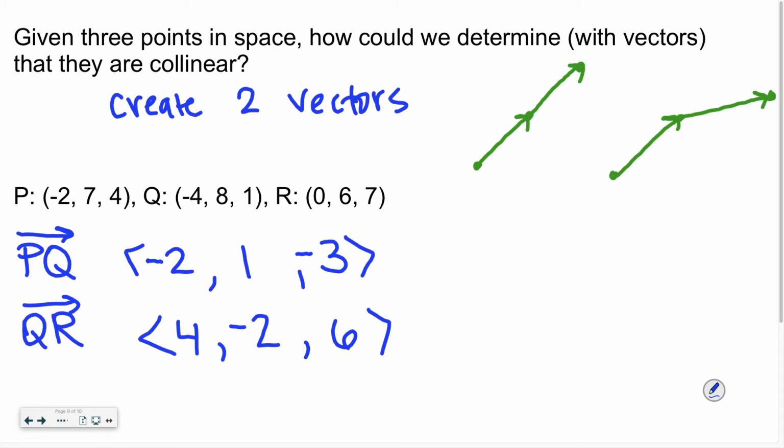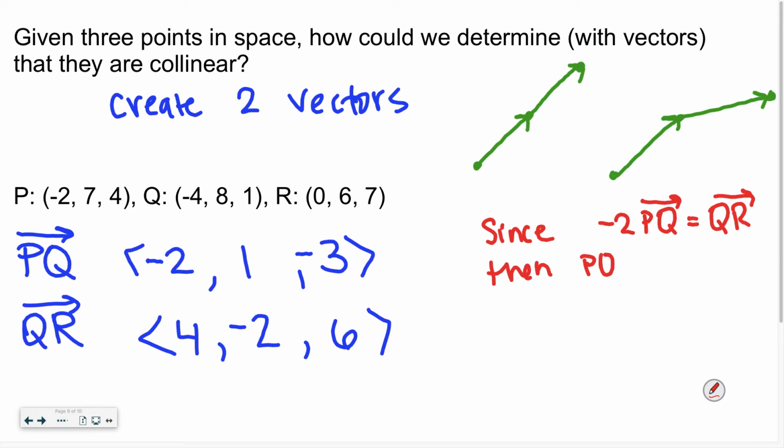Okay. So first of all, are these parallel? Yes. They are. Okay. So since -2 times PQ would equal the vector QR, then we know that PQ is parallel to QR.